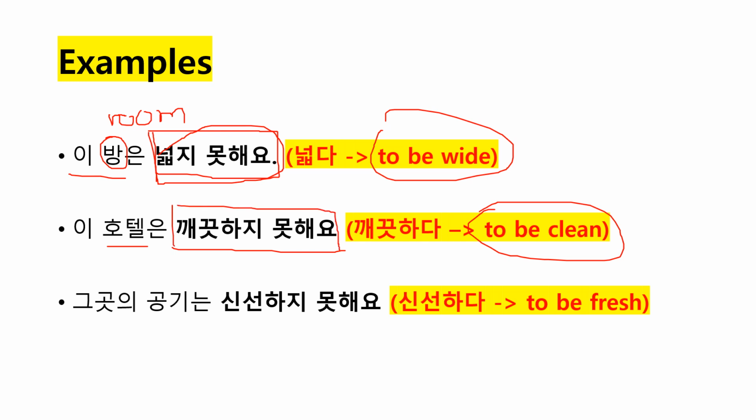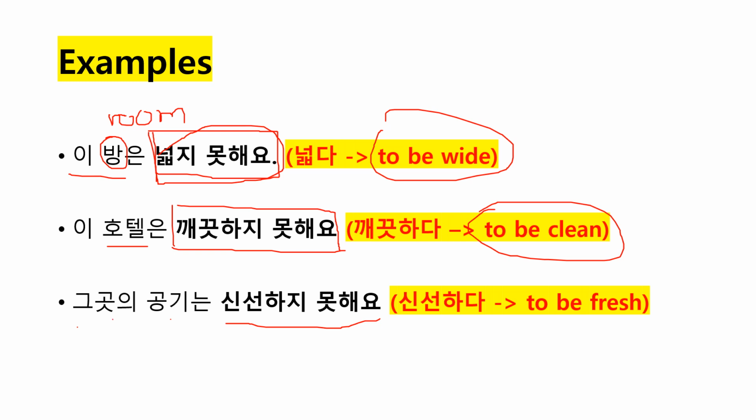But if you say 안 깨끗해요, 깨끗하지 않아요, it becomes it's not clean, 100%. It's dirty, okay? There is this tiny nuance in translation and the usage when you say 지 못해요 with adjectives and 지 않아요, okay? Next one is 그곳의 공기는 신선하지 못해요.